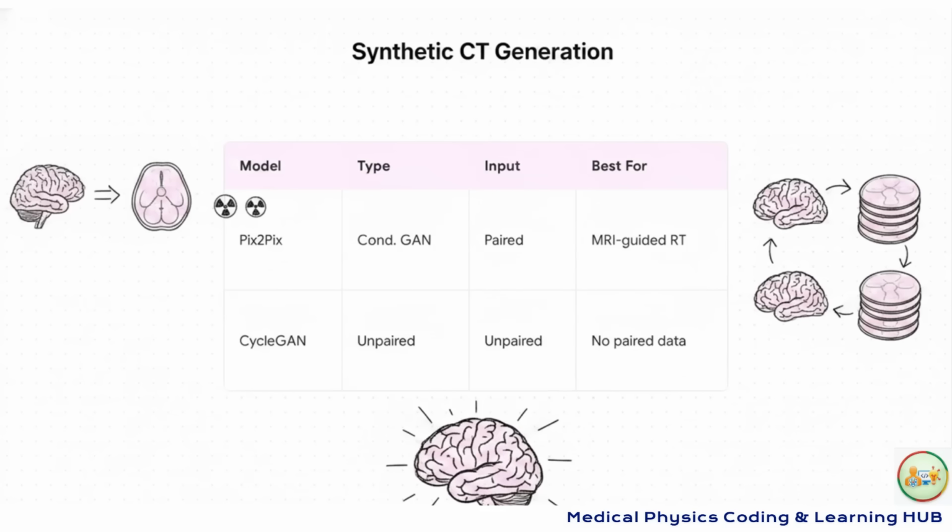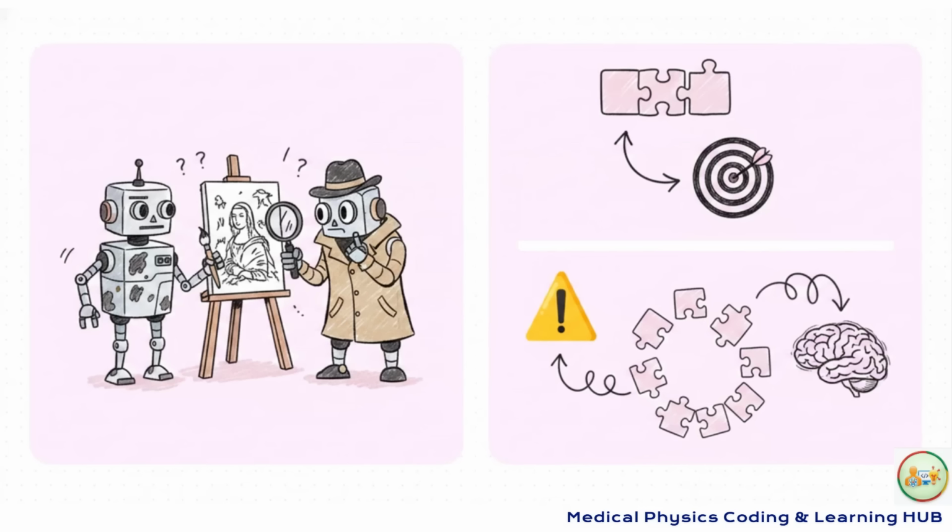CycleGAN? That's an unpaired GAN. It can take totally independent, completely separate datasets of MRIs and CTs. And this represents a really fascinating trade-off. In both of these models, you have a generator creating the image and a discriminator critiquing it, kind of like an art forger and a detective constantly trying to outsmart each other. Because Pix2Pix relies on perfectly paired data, it gives you incredibly sharp boundaries, which is ideal for MRI-guided radiotherapy.